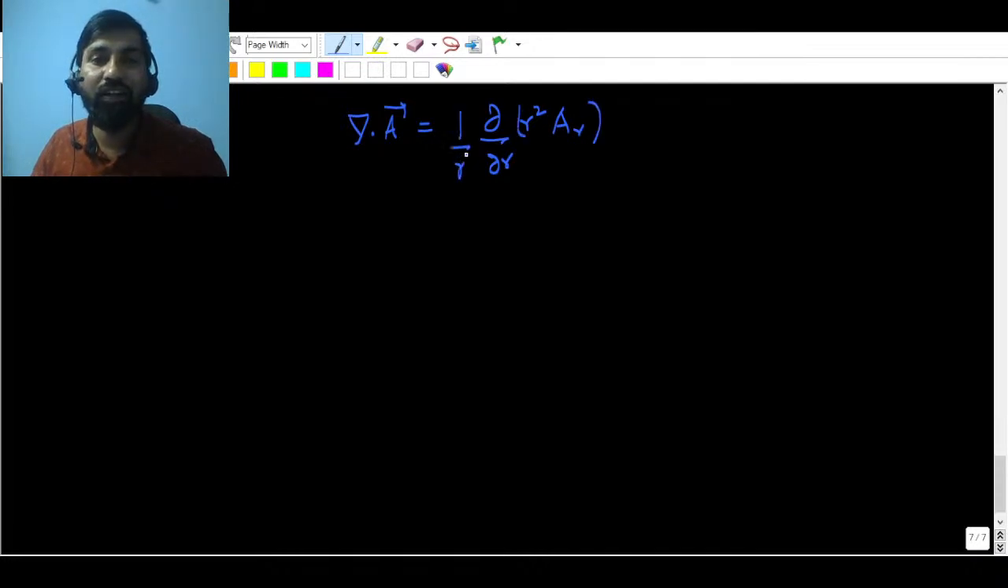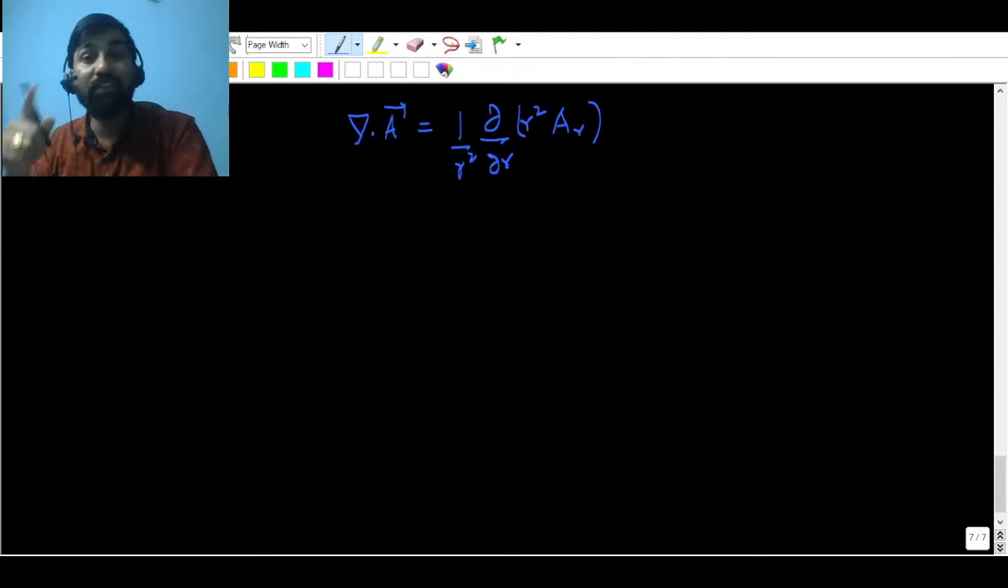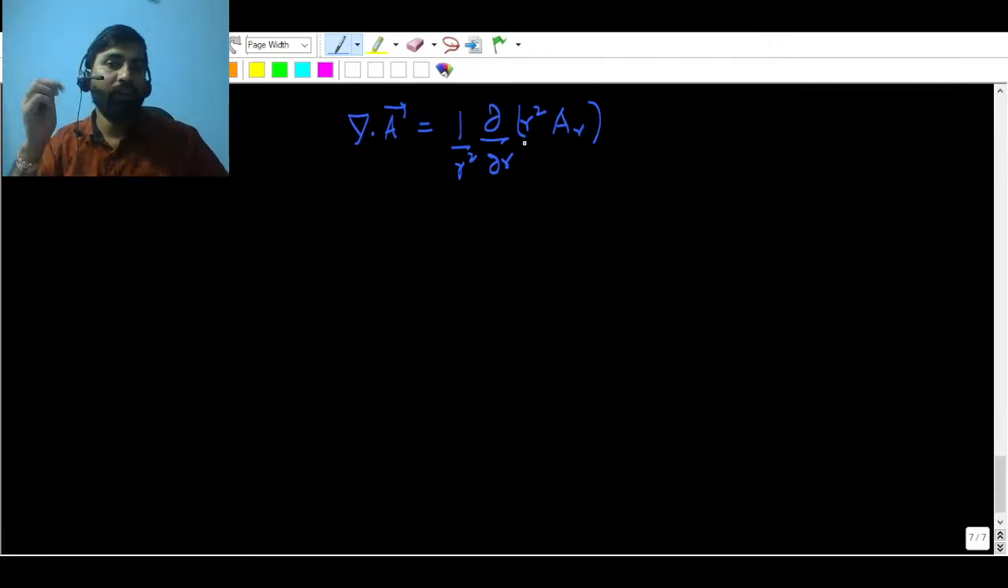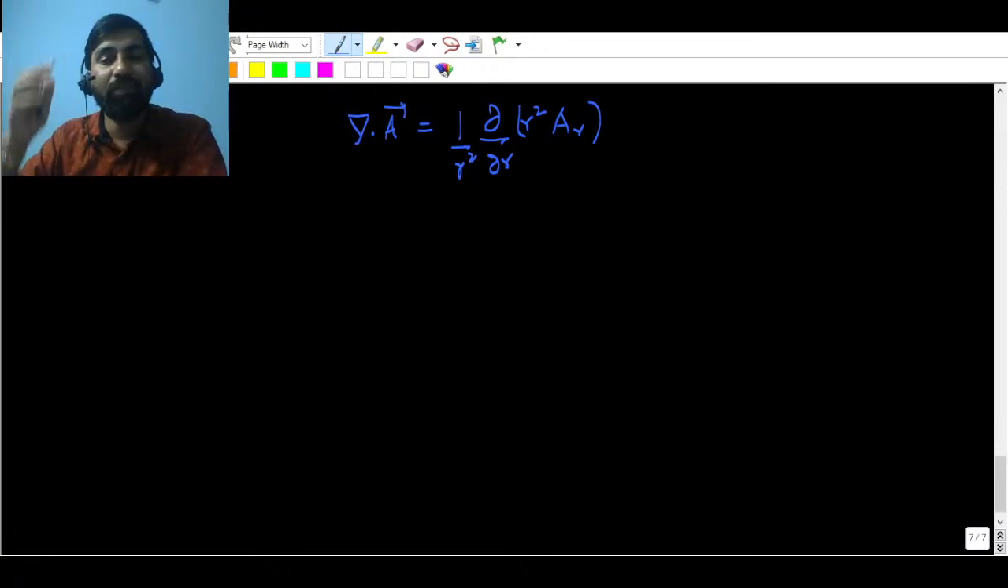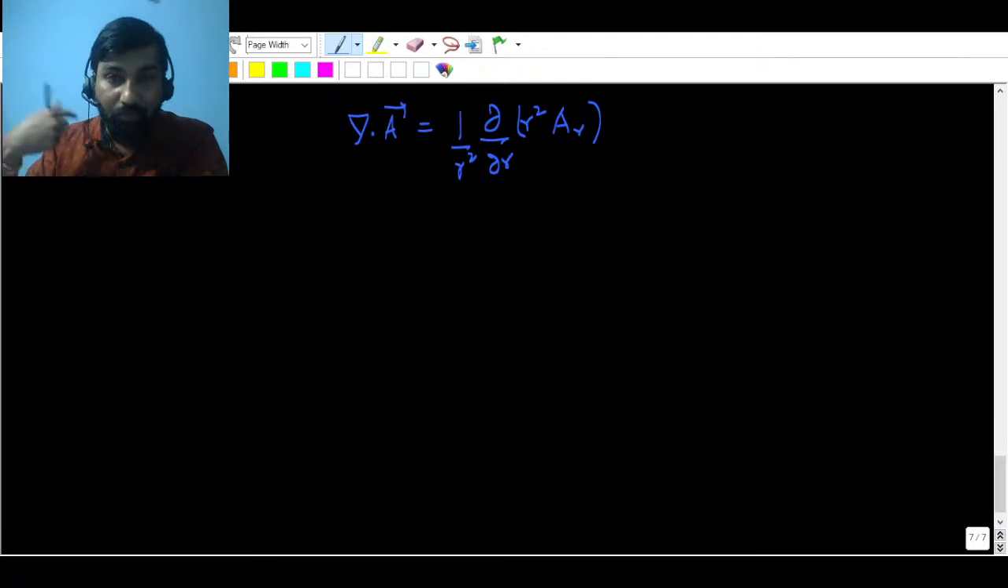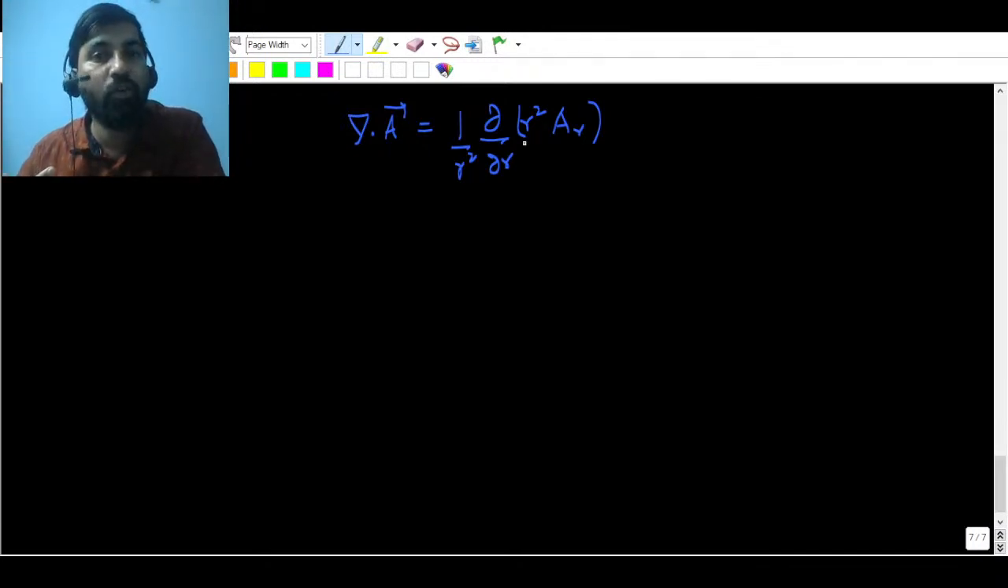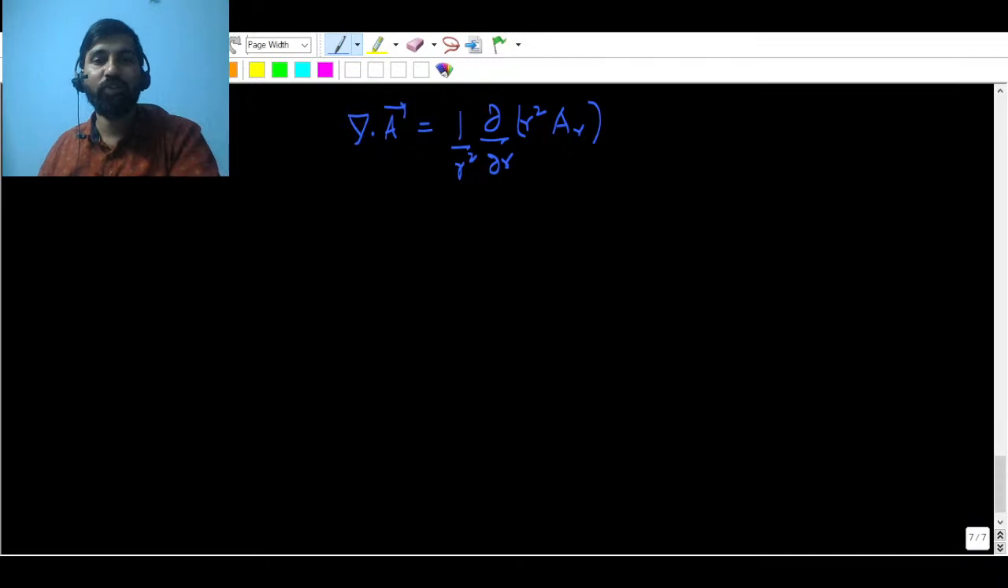And you have to divide R square here. This is the divergence of A in spherical coordinate system, right? What you have to do here is multiply R square with the R component. So the very first step: whenever the R component is given, you have to multiply R square with the R component, then take the partial derivative, then divide by R square. This is how we remember the formula for divergence of A in spherical coordinate system, right?